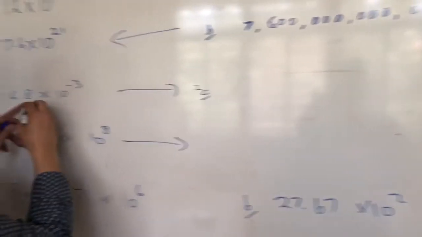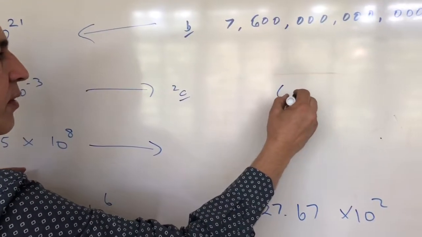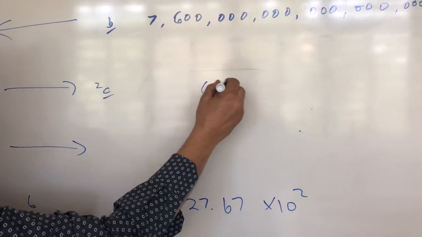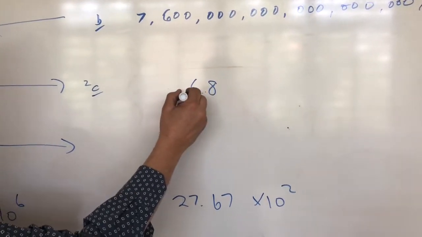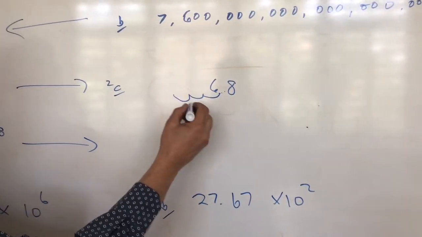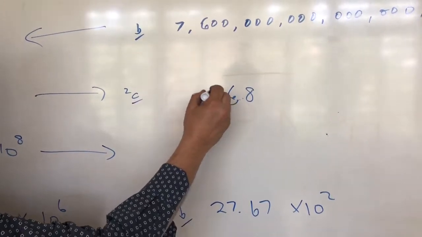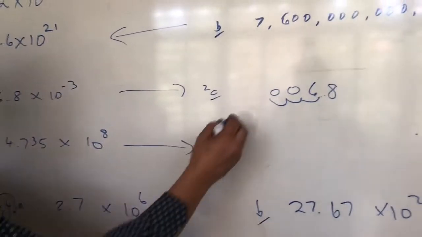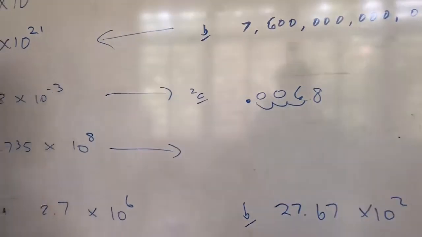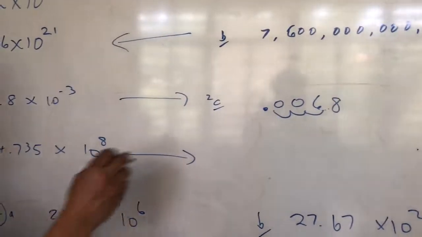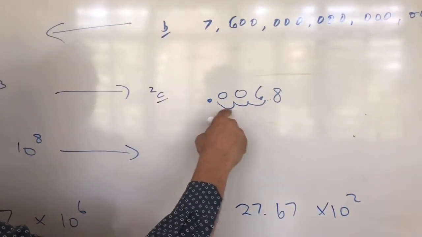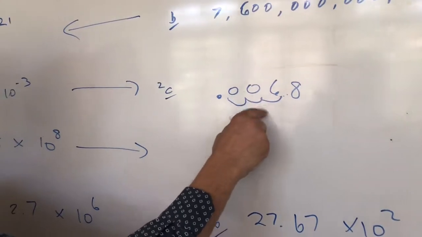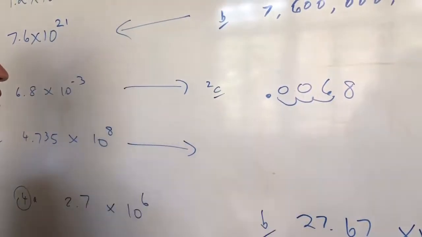We have the 6.8 gets moved to 68, but this gets moved over 1, 2, 3. So we're going to have to add 2 zeros here, right? And then we're going to get 0.0068, a very small number. And to check it, we go, okay, well, what would get us to 6.8? 1, 2, 3 spots over. So that's all we have to do.